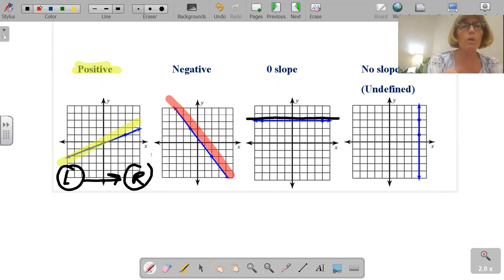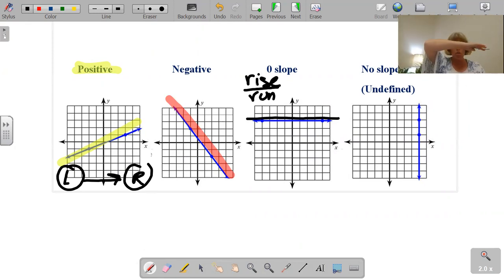Horizontal. Now remember, we're dealing with rise over run. So a horizontal slope has no rise. It has no up or down. So it's a 0 over a number. And 0 over anything is 0. So 0 slope is a horizontal line.